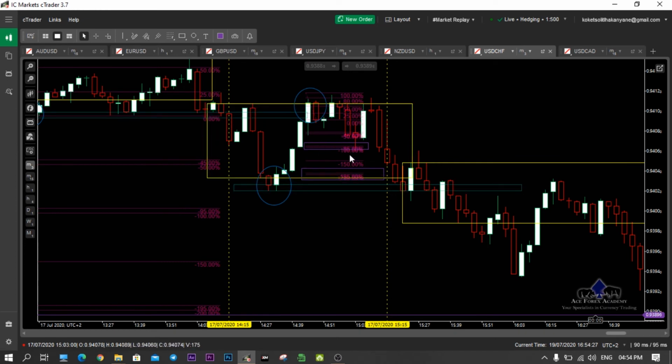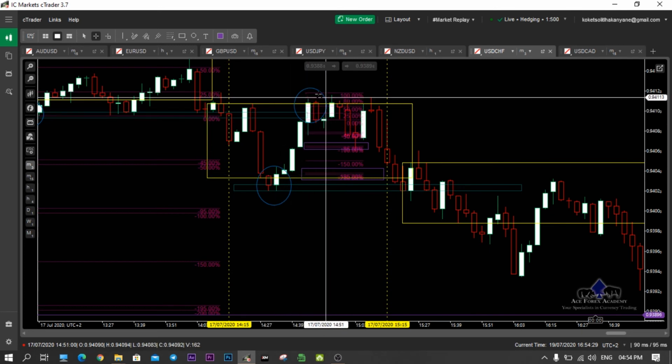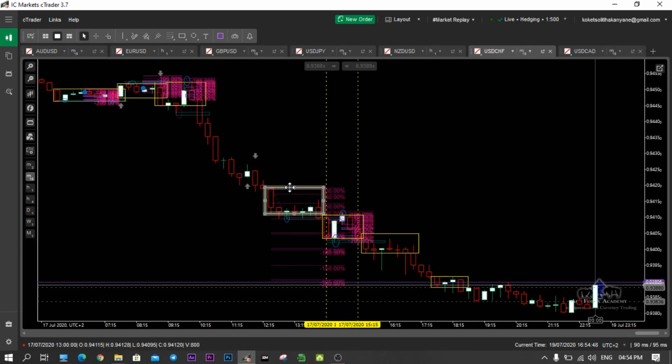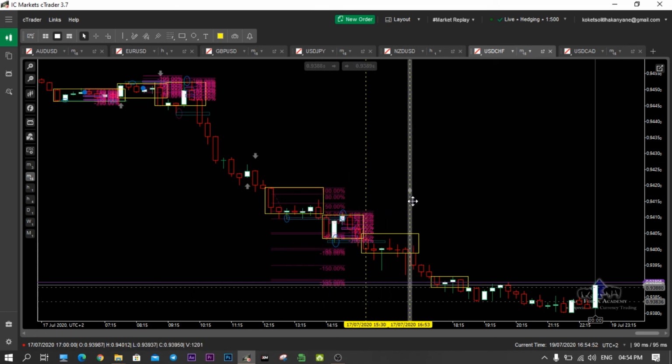Okay, and that's how we would have simply taken this trade. We waited for a deep pullback, and when it came, waited for the fake out, and then we sold to the downside. So that's how we would have taken this particular trade. Let's move on to the next area, which is this one over here.